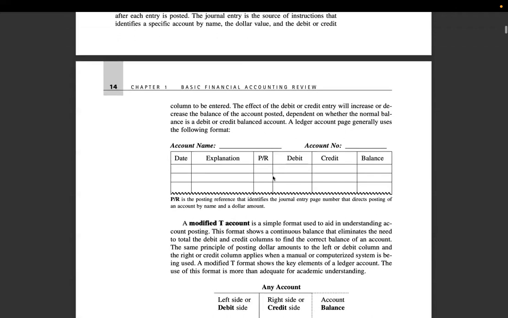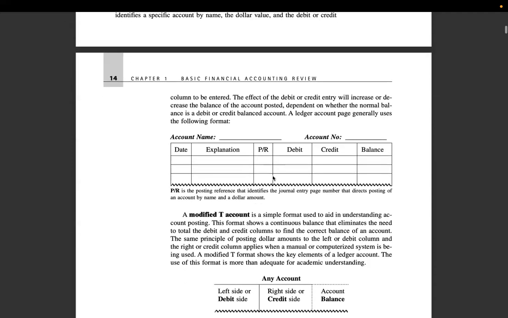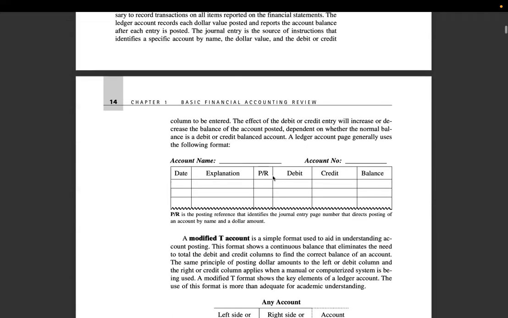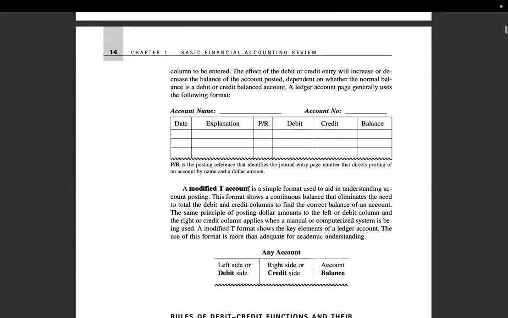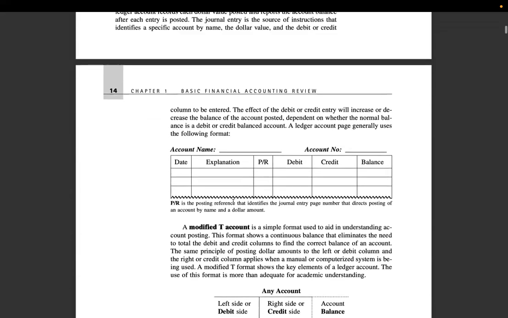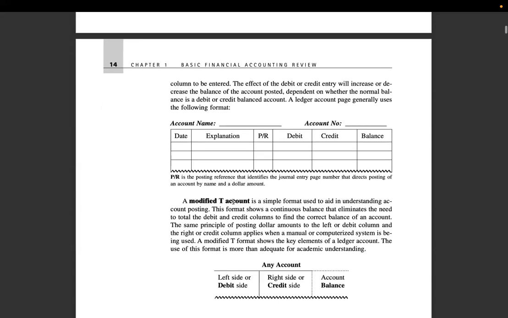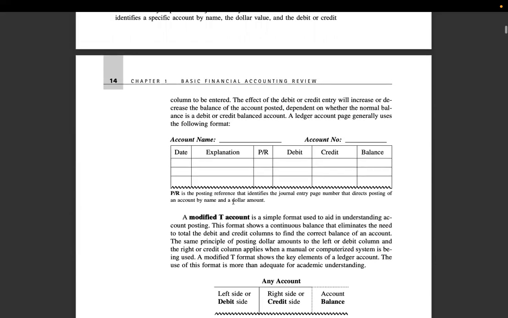And normally, for example, account numbers from 0 to 10,000, that's a lot, or maybe 10,000, who knows. That is the assets side. Then 20,000 to 30,000, that is the liability side. From 40,000 on, that is the owner's equity side.